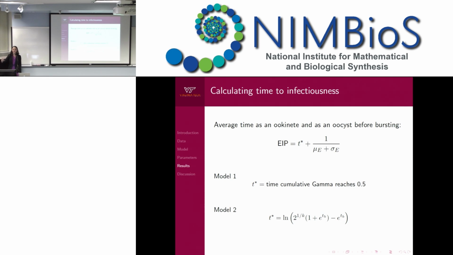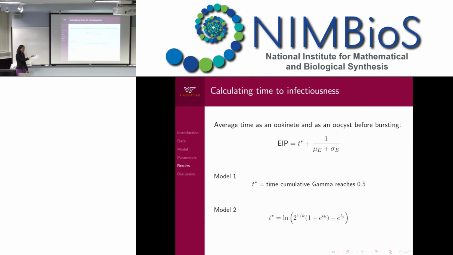So you can think about these values being shifted ever so slightly, but that at beginning time, which we aren't able to capture with this data because we start at the ookinete stage, is not included in our extrinsic incubation period. For model 1, we calculate T star as the time at which the cumulative gamma distribution reaches 0.5. So if you think all the way back to those curves, I showed you those vertical lines about where it's crossing 0.5. That's what we're calculating as T star.